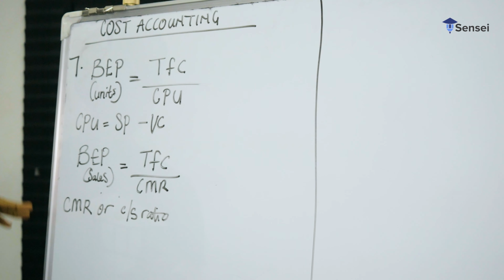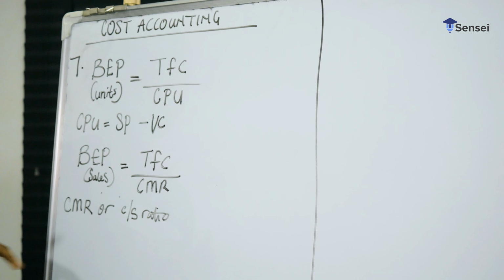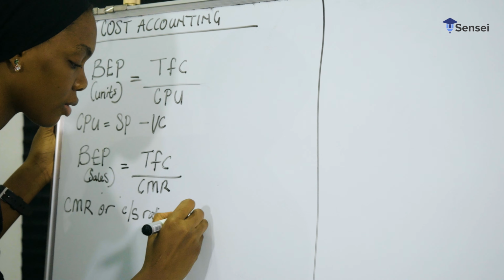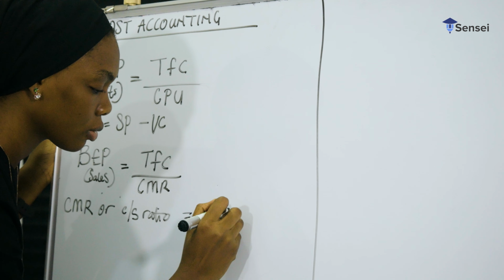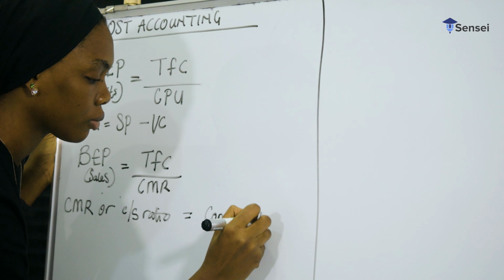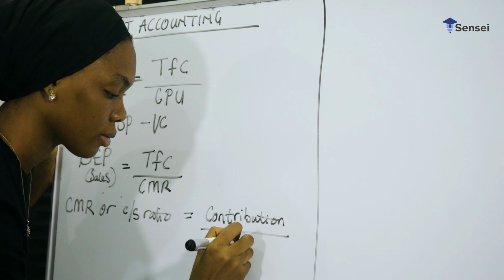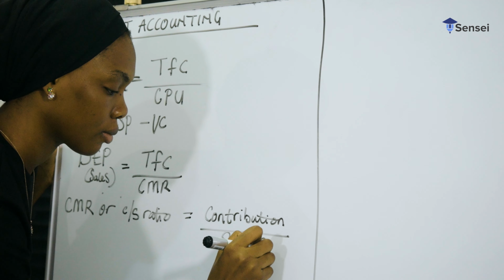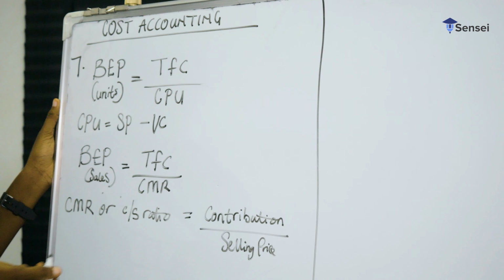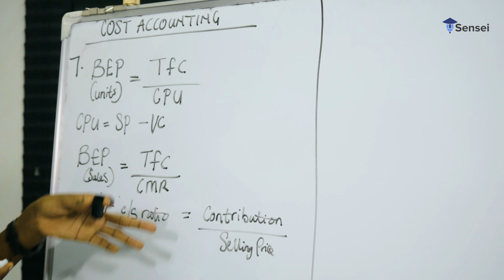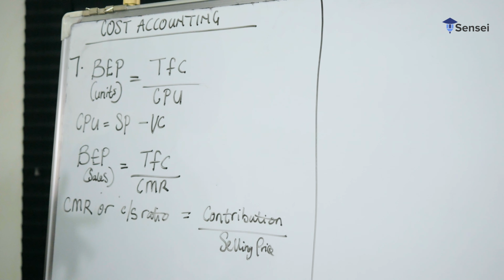To get our CMR or contribution to sales ratio, it is calculated as the contribution divided by the selling price, or you just say contribution divided by sales, or contribution per unit divided by the selling price. So that's it. We go back to the question.